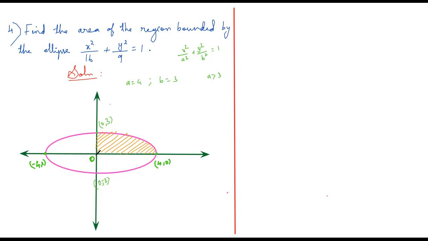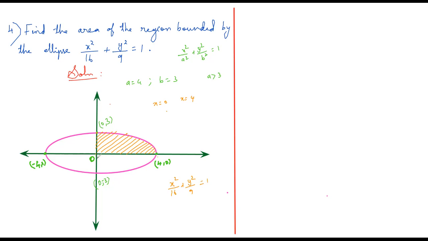You can take x is equal to 0 to x is equal to 4, or y is equal to 0 to y is equal to 3. If you are taking the limit of x equal to 0 to 4, then you have to find y from the given equation. So what's the given equation? x squared by 16 plus y squared by 9 is equal to 1. You are supposed to find y from this.